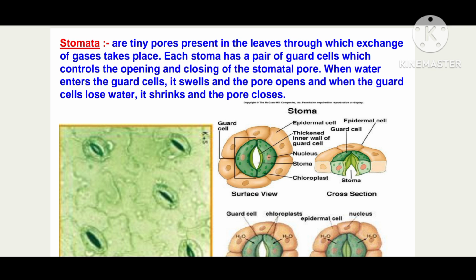The inhalation and exhalation of gas takes place. Each stomata has a pair of guard cells which controls the opening and closing of the stomatal pore. It means that when the inhalation and exhalation process takes place, the guard cells control the opening and closing of the stomatal pores. When water enters the guard cells, it swells and the pores open, and when the guard cells lose water, it shrinks and the pore closes.